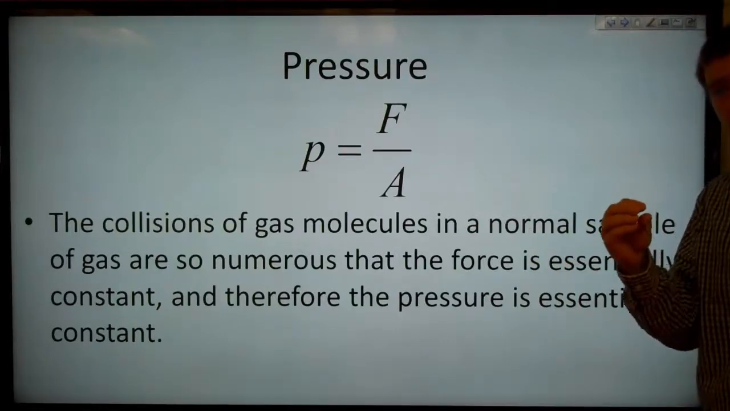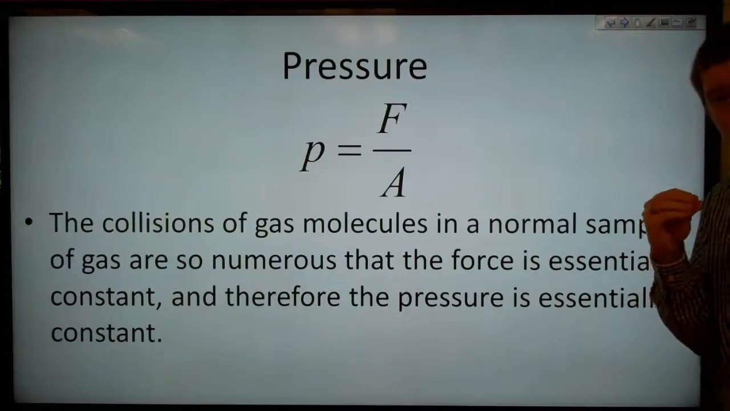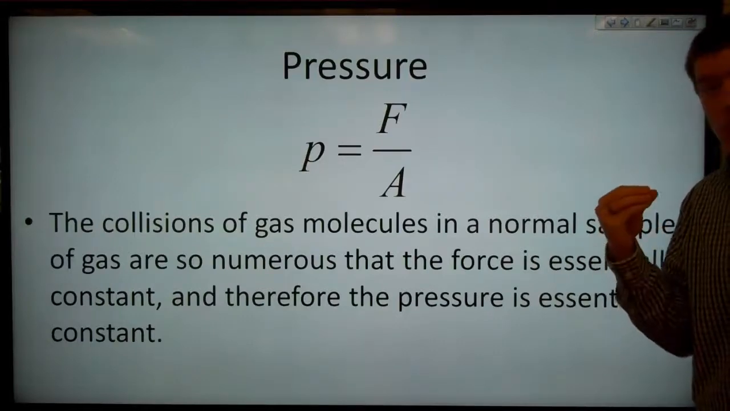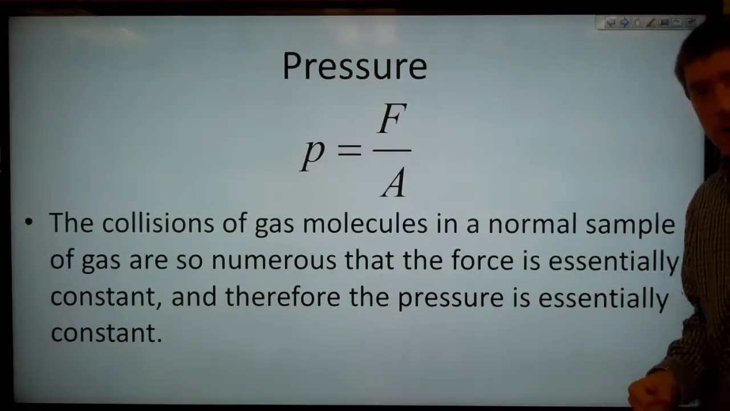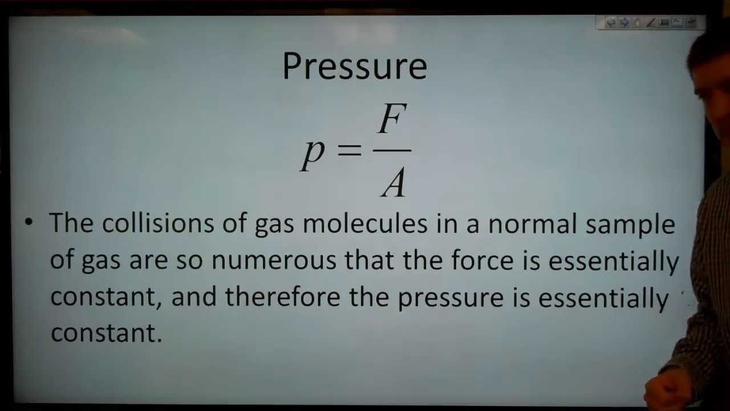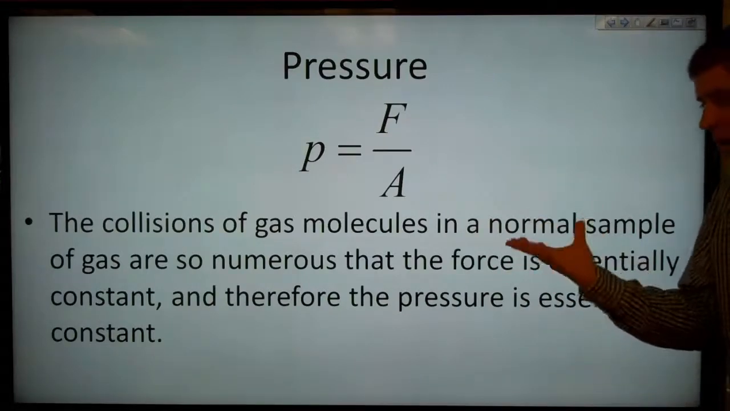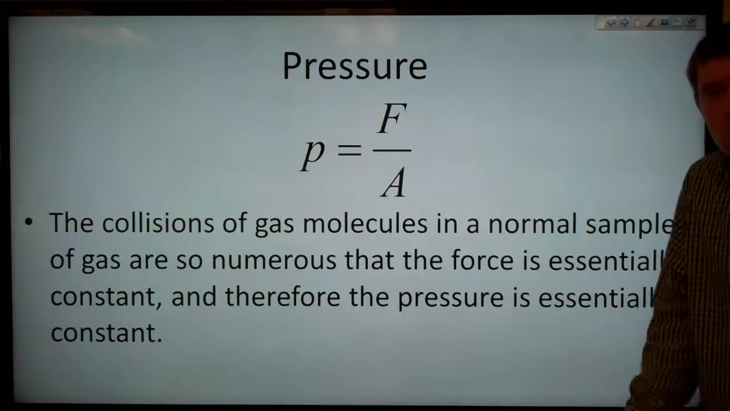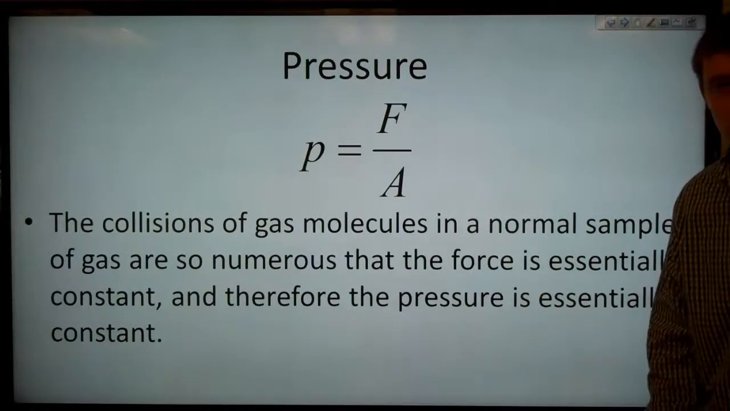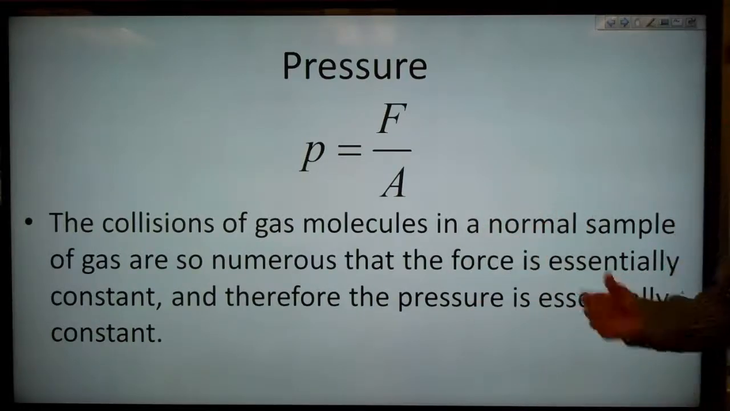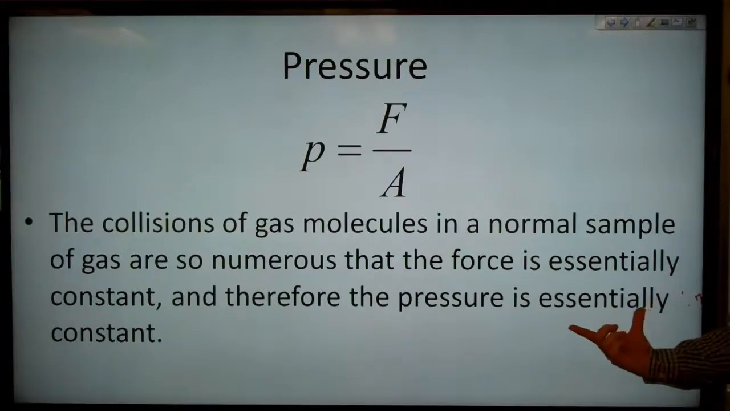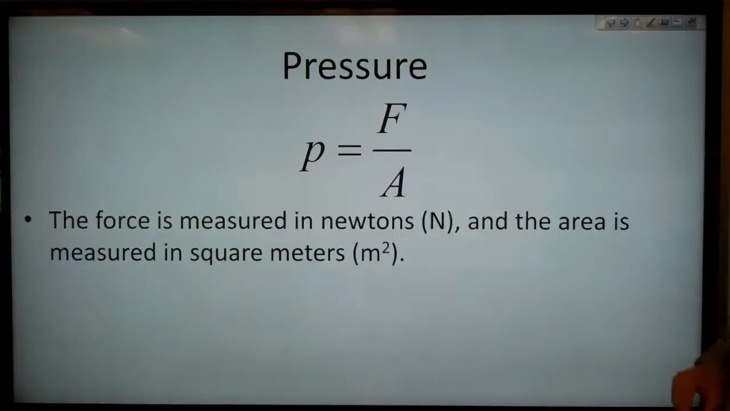Now, if we were to measure that force really, really accurately and precisely, then yes, the magnitude of that force would change with time. But the collisions are so numerous that we can't measure anywhere near that accurately. We have many, many molecules moving around. So essentially the pressure is basically constant.